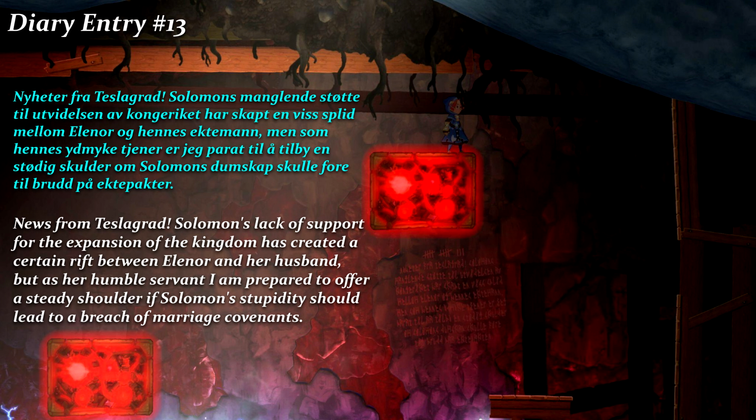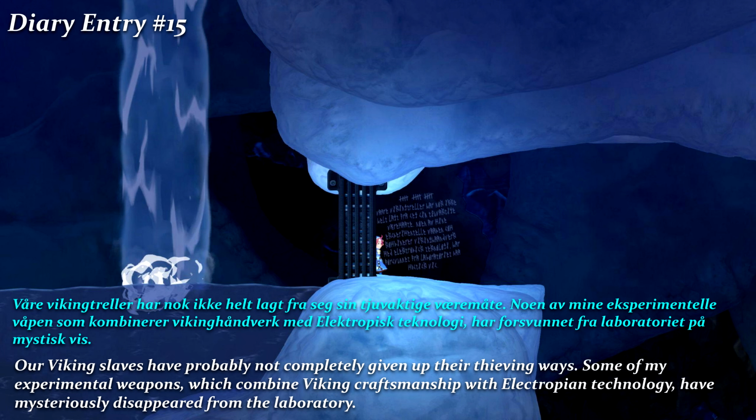Entry 15. Our Viking slaves have probably not completely given up their thieving ways. Some of my experimental weapons, which combine Viking craftsmanship with Electropian technology, have mysteriously disappeared from the laboratory.